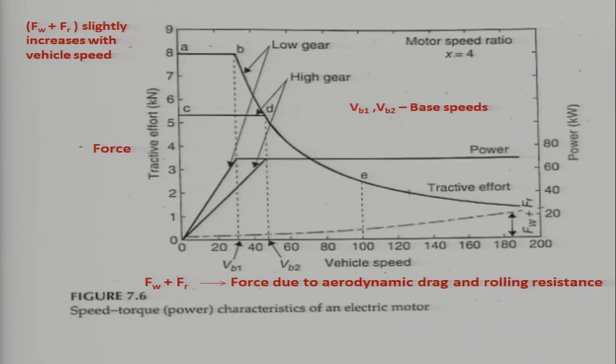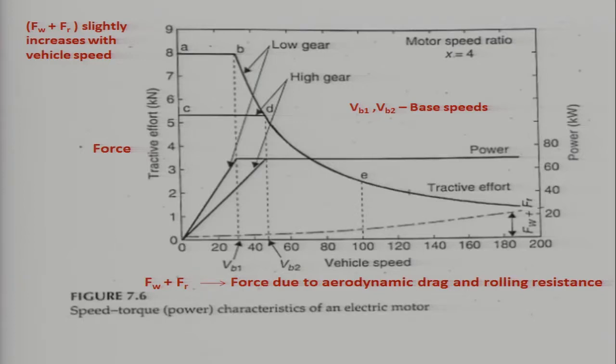One more thing you can see: this dotted line is coming from here and approaching here. This is FW plus FR, the force due to aerodynamic drag and rolling resistance. The rolling resistance of the vehicle as well as the aerodynamic drag, these two components added together, form this dotted line. As you go on increasing the vehicle speed, FW plus FR slightly increases with vehicle speed.